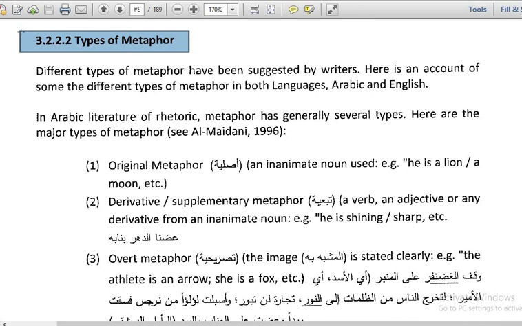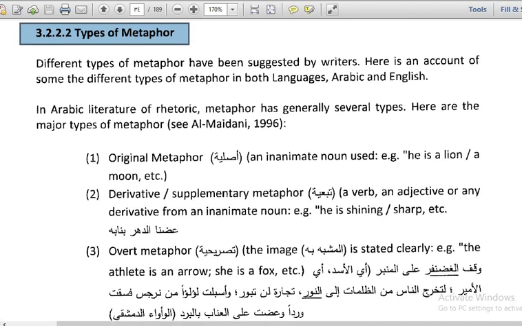Types of metaphors, أنواع الاستعارات. Different types of metaphors have been suggested by writers. Here is an account of some of the different types of metaphor in both languages, Arabic and English. In Arabic literature of rhetoric, metaphor had generally several types. Here are the major types of metaphor and examples.